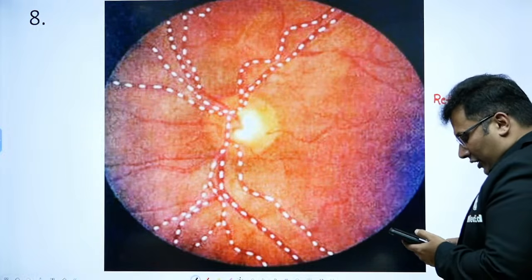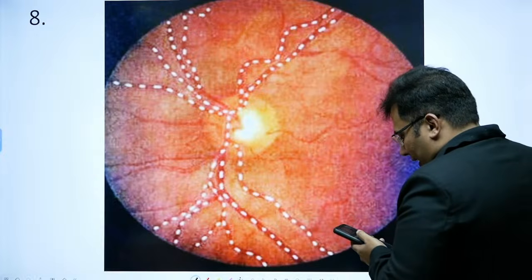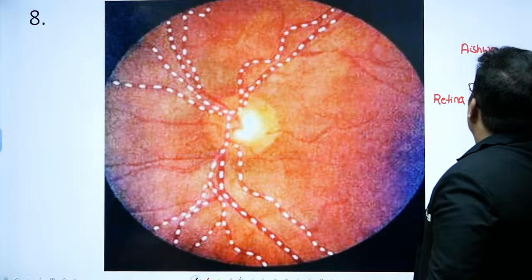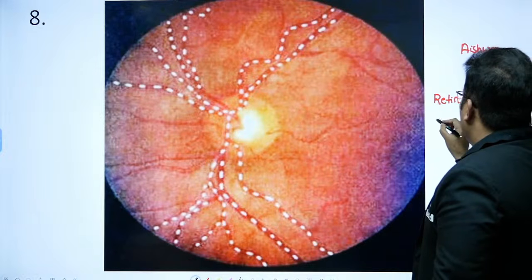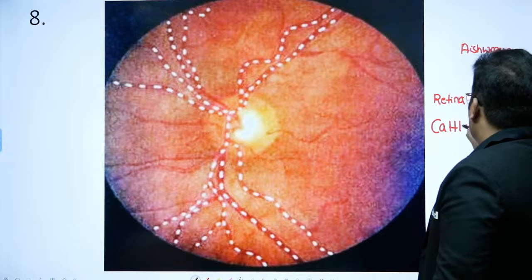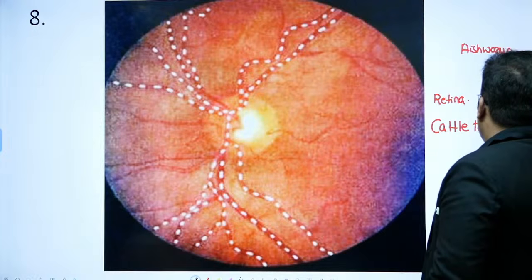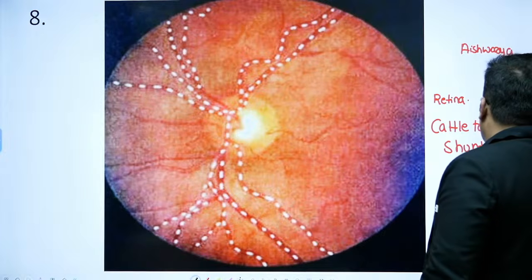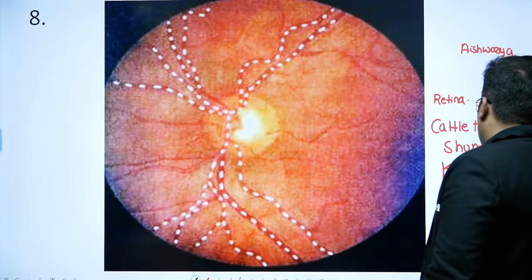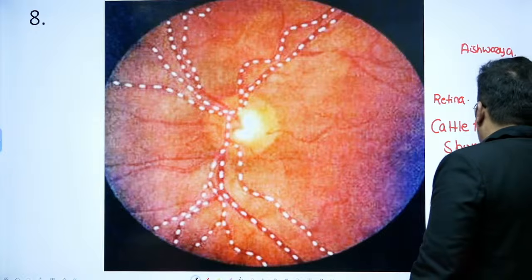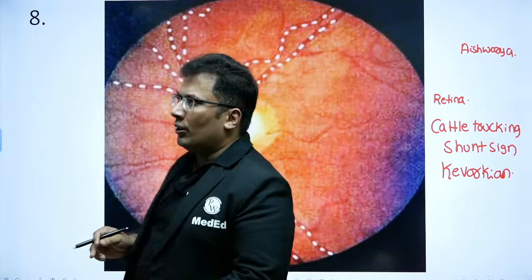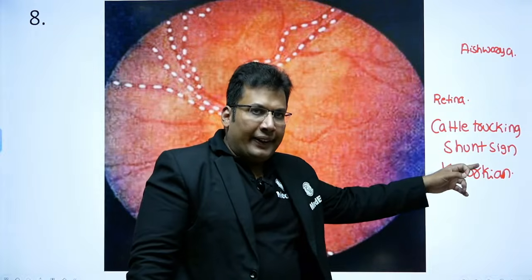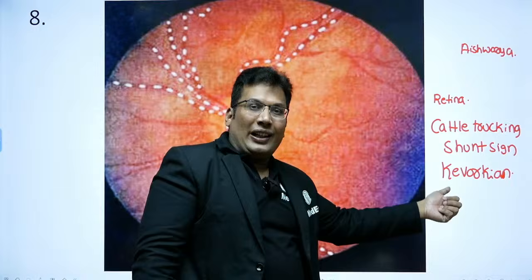First to answer was Aishwarya Baligar. Very good answer. She said, sir, this is cattle trucking sign. Some books use shunt sign. Some books say Kevorkian sign. So three names are given: cattle trucking, shunt sign, and Kevorkian sign.